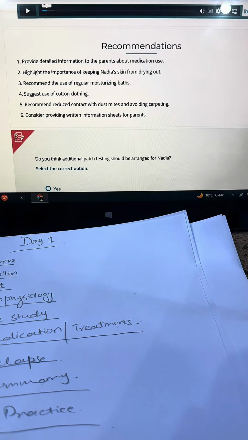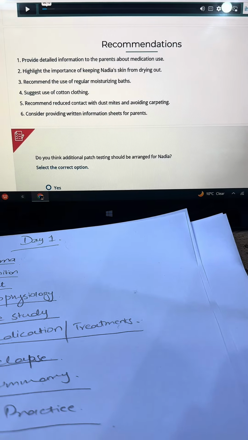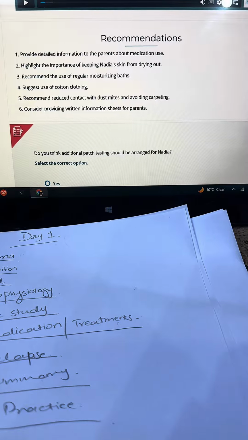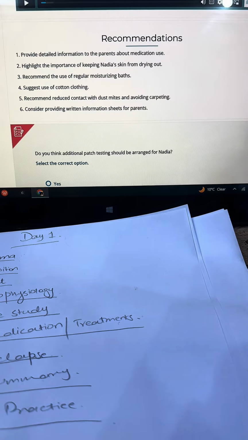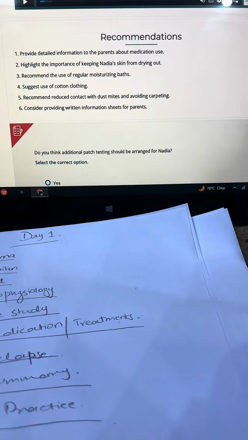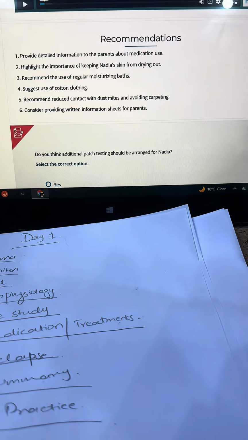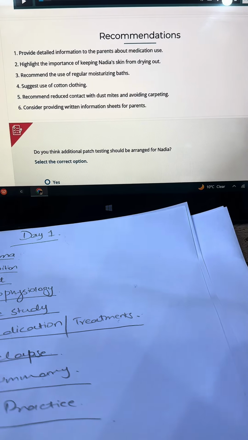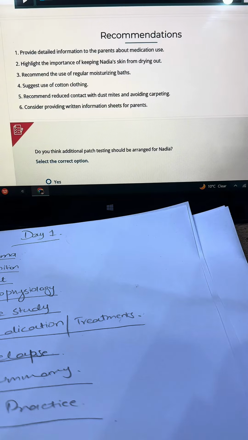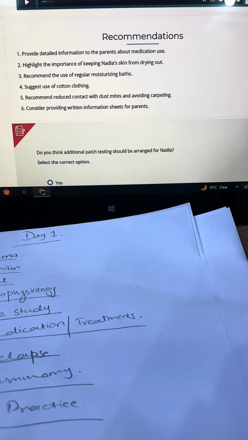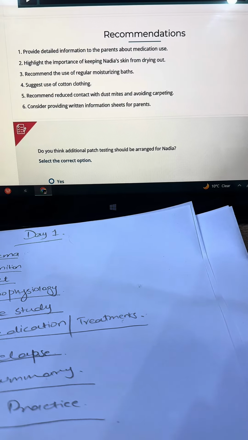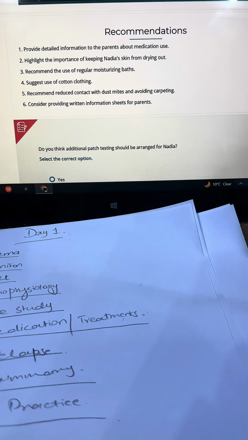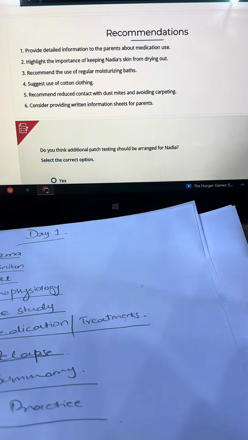Recommendation: provide detailed information to the parent about medication use. Highlight the importance of keeping Nadia's skin from drying out. Recommendation: the use of a regular moisturizing bath. Suggest use of cotton clothes, not woolen clothes, not too many warm clothes. Apply a soft layer of cotton or any soft clothes before wearing a woolen cloth. Recommend reducing contact with dust mites and avoiding carpeting. Consider providing a written information sheet for the patient.